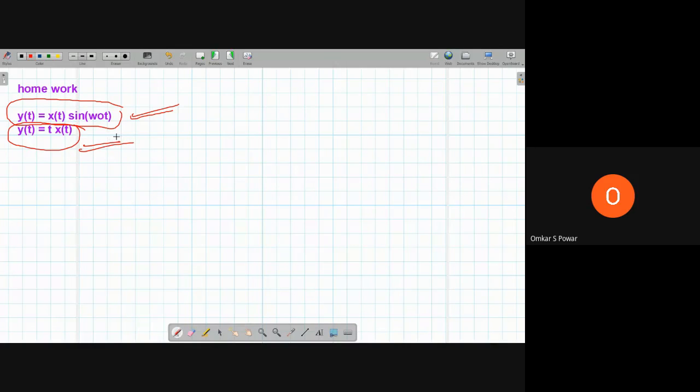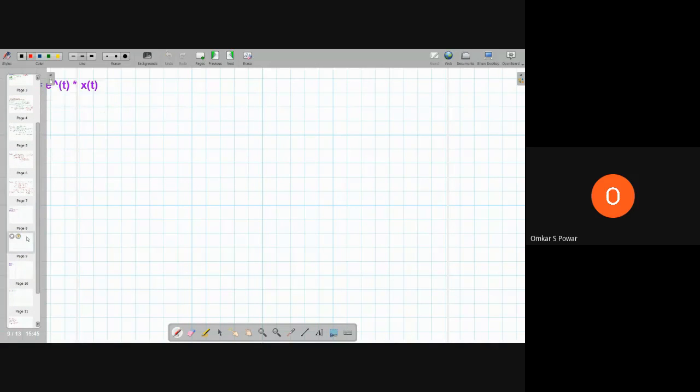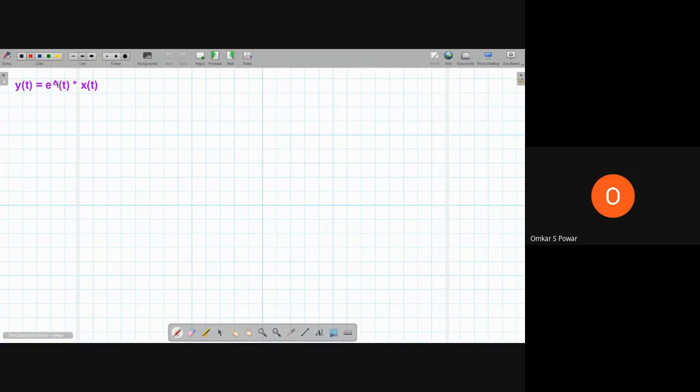So use the same procedure and try to solve. Okay, and we will solve another problem. So we will take this equation: y of t is equal to e power t into x of t. The question here is to verify whether the system is linear, time invariant or variant, stable, memory, or causal. So the same thing we have to follow here.